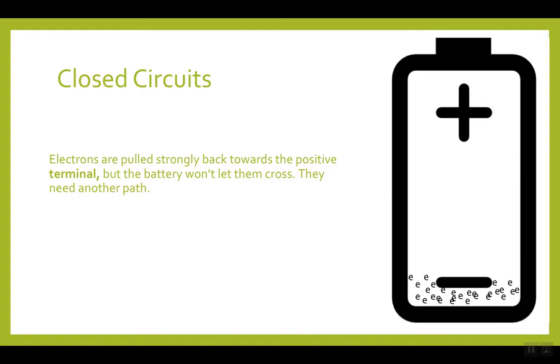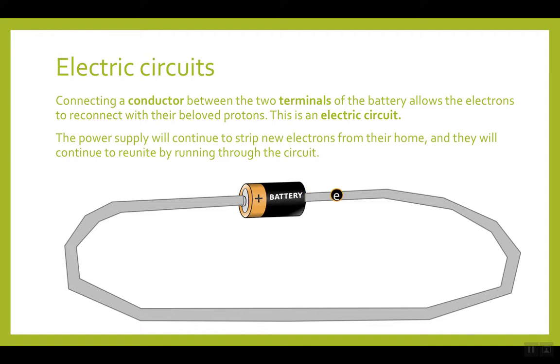Now, they're pulled strongly back towards the positive of the battery, but the battery itself is constructed so that they can't just flow back within the battery. There's an internal structure within it that stops that, so they have to find another way round. That other way round is via the circuit. So they whiz around the circuit, being pushed out of the negative end, going back round to the positive end. This movement of electrons around the wire, that's your electric circuit.